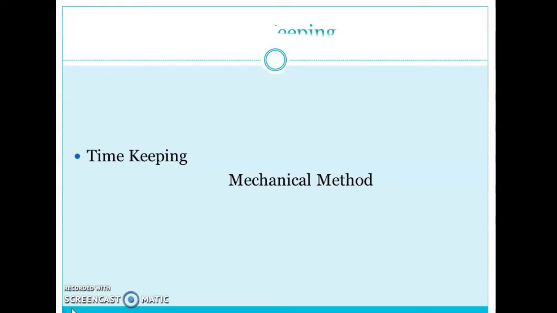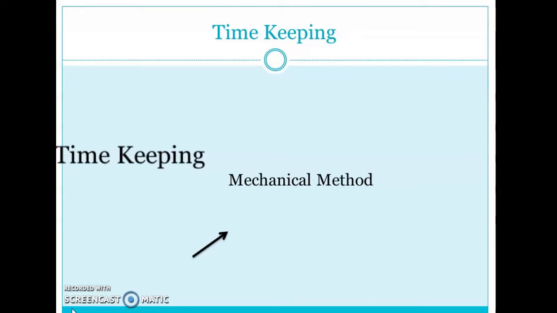Now let me see what is timekeeping. Timekeeping is the recording of workers' time of coming in and going out of the factory for the purpose of attendance and wage calculations. Timekeeping is of two types. One is manual method and another one is mechanical method.